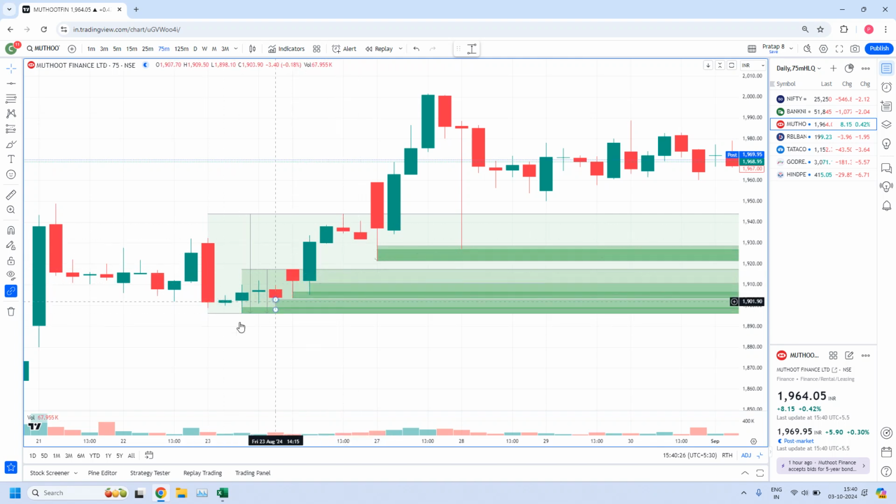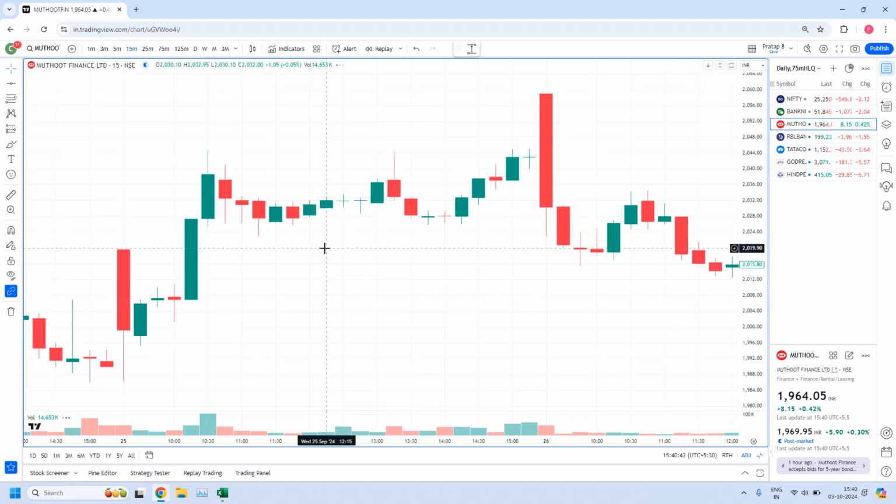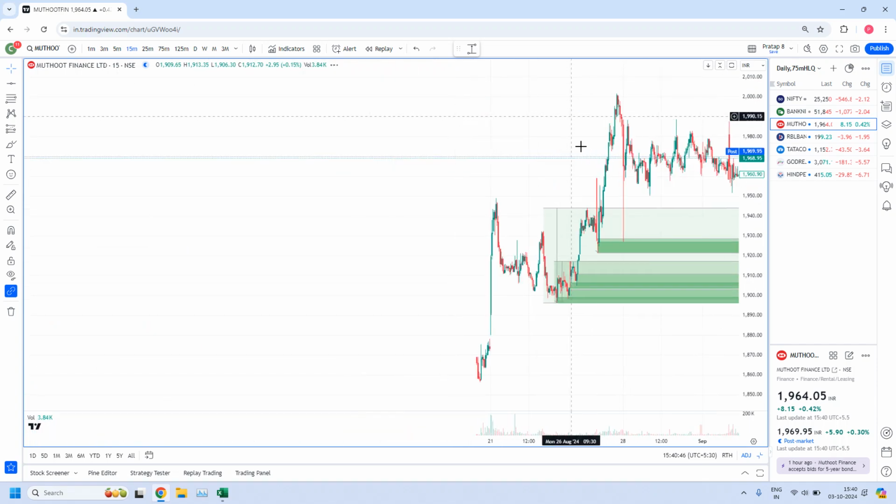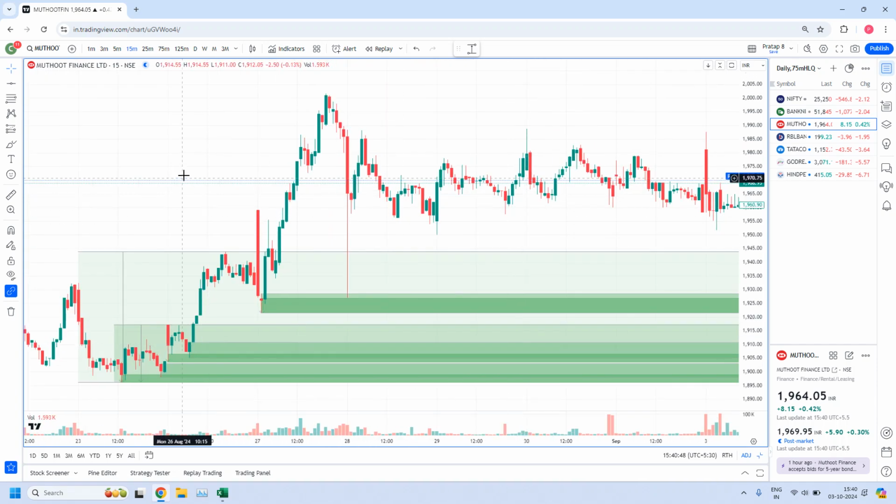But here I have drawn a 75 minute zone. We have a drop candle, 1, 2, 3, 4, 5 base candles and then a rally candle. This is the 75 minute zone I have drawn. Within this 75, again I fine-tuned with the 15 minutes time frame. So I am changing the time frame to 15 minutes. Now look into the 75 minutes fine-tuned area, how I fine-tuned the 15 minute zones.